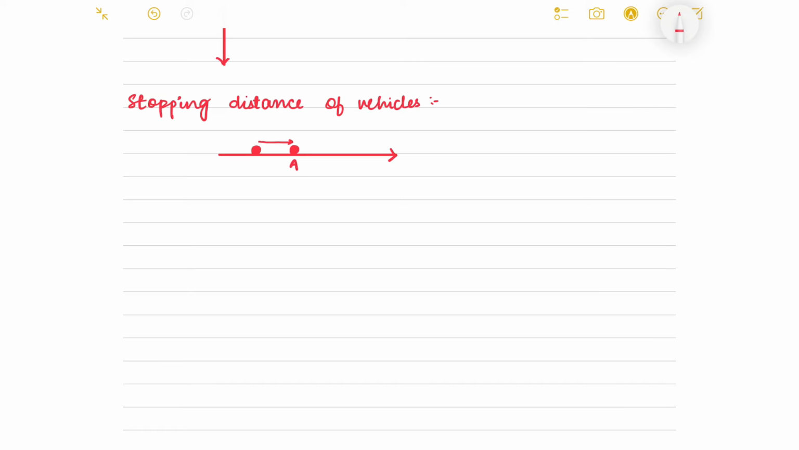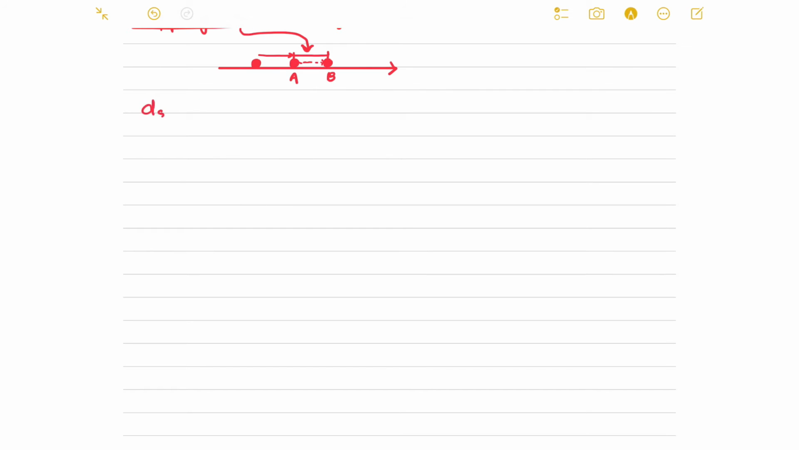We already have the idea that whenever brake is applied, the body doesn't come to rest all of a sudden. The velocity doesn't become 0 directly. The body travels a certain distance. Suppose the body comes to rest at position B. So this distance traveled by the body after brake is applied and before it comes to rest is known as the stopping distance. Let this distance be ds.